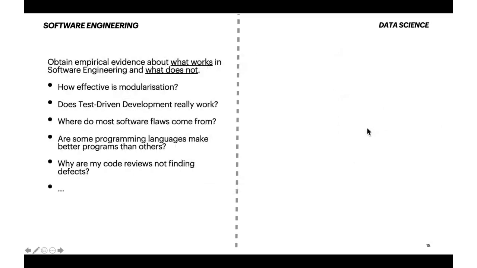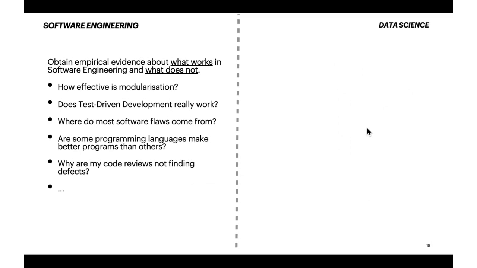So what does it mean in terms of questions and goals? From the perspective of software engineering, the goal is to obtain empirical evidence about what works in software engineering and what does not. For example, does test-driven development really work? Because there are lots of people who say test-driven development is the most important thing which has been invented since sliced bread. There are people who say, I don't care about test-driven development.